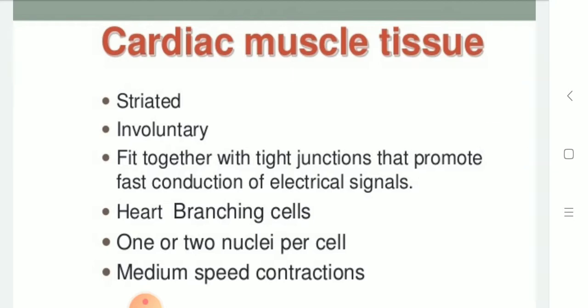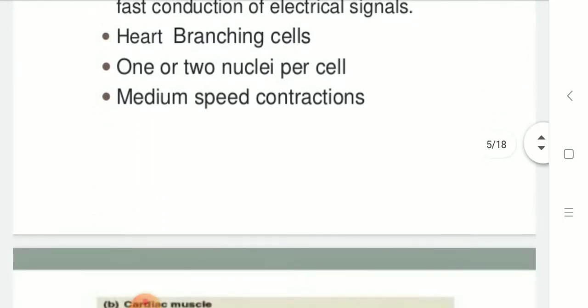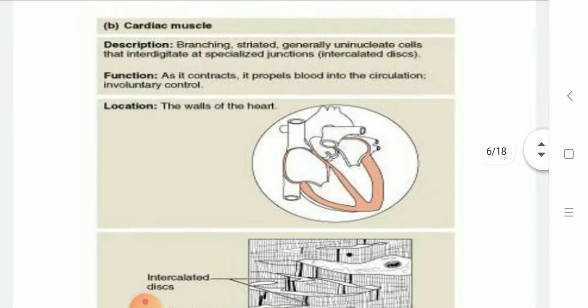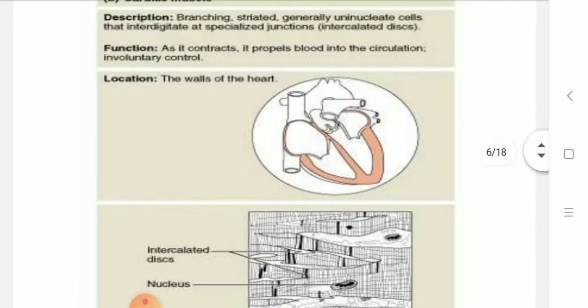Cardiac muscle tissue is striated and involuntary, and its cells fit together with tight junctions that promote fast conduction of electrical signals. Heart cells are branching, with one or two nuclei per cell, and medium speed contractions. This is the diagram and example of the cardiac muscles.